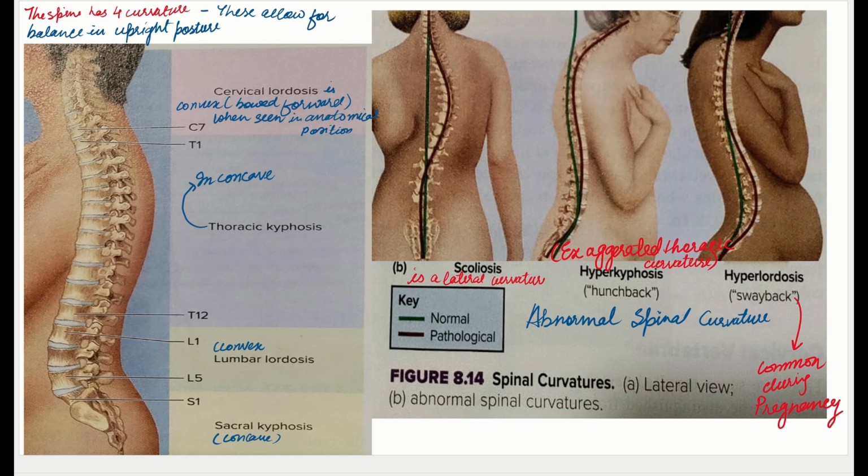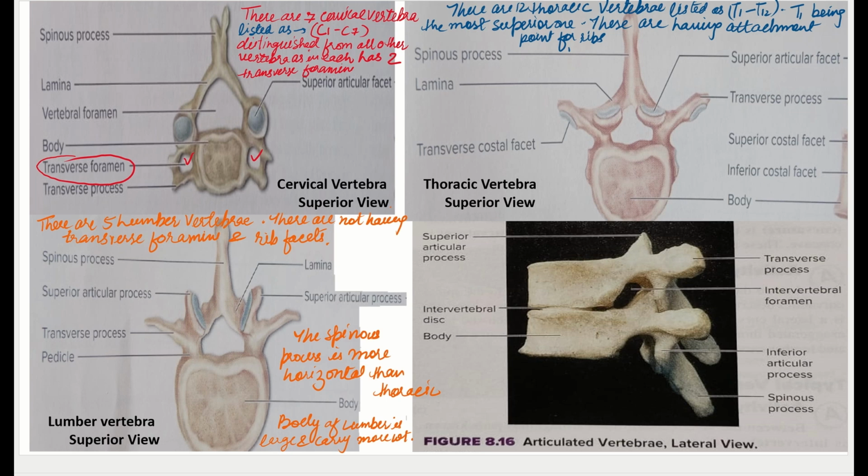In addition to these, there are some abnormal spinal curvatures. That is, scoliosis is a lateral curvature, as you can see here in the image, and the hyperkyphosis is an exaggerated thoracic curvature, and the hyperlordosis is an exaggerated lumbar curvature commonly seen during pregnancy. So these are some abnormal spinal curvatures. Let us discuss in brief each vertebral region one by one. Start with the cervical vertebrae.